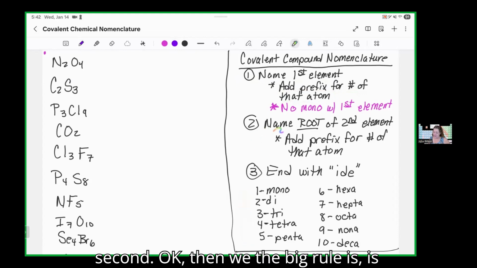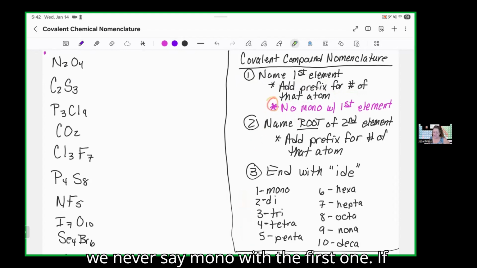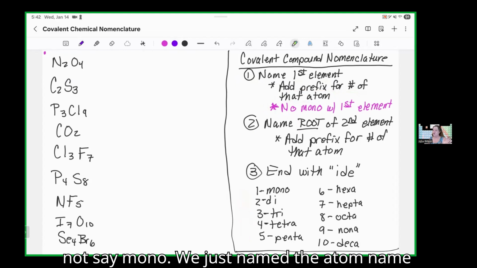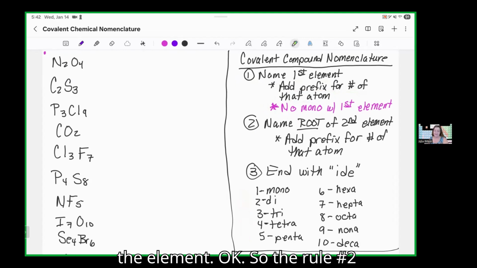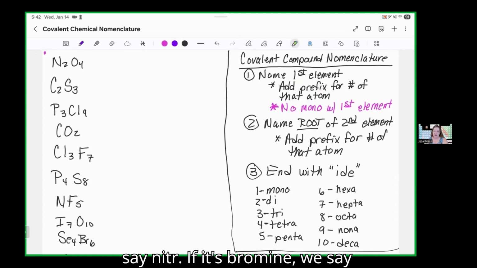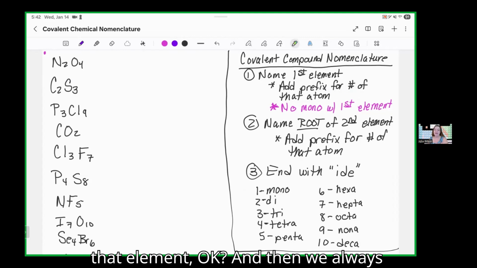Then the big rule is we never say mono with the first one. If there's only one of the first atom, we do not say mono. We just name the element. Rule number 2 is we name the root of the second element. So if it's carbon, we say carb. If it's nitrogen, we say nitr. If it's bromine, we say brom. So it's the root of that element.